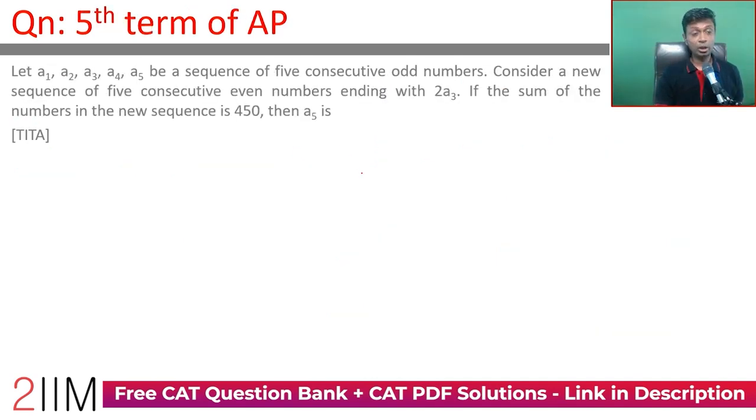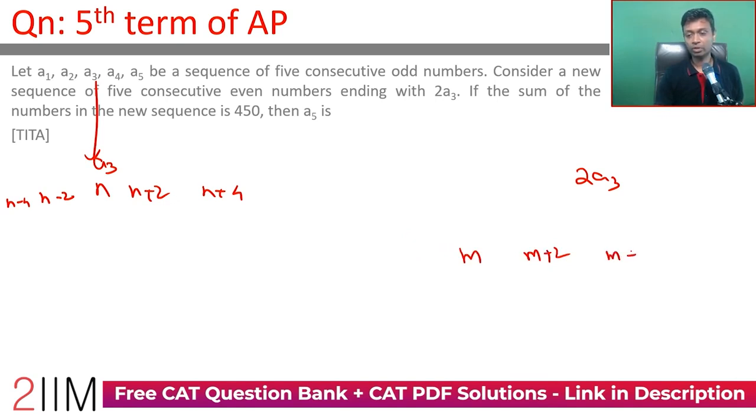A1, A2, A3, A4, A5 be a sequence of 5 consecutive odd numbers. So I'm going to call A3 as n, and the others as n minus 2, n minus 4, n plus 2, n plus 4. Consider a new sequence of 5 consecutive even numbers ending with 2A3. So this is ending with 2A3, 5 consecutive even numbers. If the sum of the numbers in the new sequence is 450. So I'm going to think about the new sequence as m, m plus 2, m plus 4, m minus 2, m minus 4.